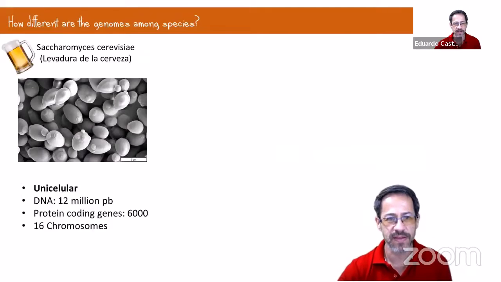So let's take this example. On one hand, we have first the yeast, which is called Saccharomyces cerevisiae, which is the yeast that is used to produce beer. So this is a eukaryotic cell. They are unicellular. They have a 20 million base pair genome, and they have 6,000 protein coding genes distributed in 16 chromosomes. Okay, so this is the smallest eukaryotic cell.